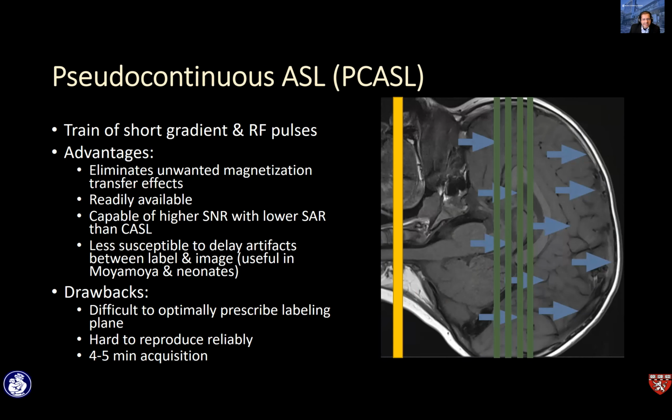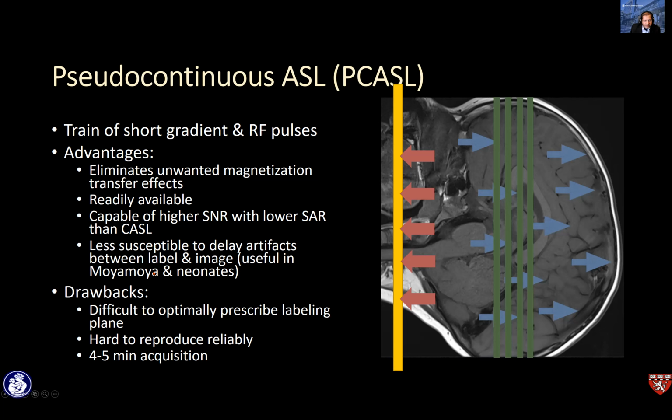Next is pseudocontinuous ASL. This is the most commonly used technique nowadays, in addition to PASL. So you have a train of short gradient pulses. Here's the labeling plane again, and that's the magnetization of the protons. And then after the short gradient, you just switch over, and then you have a readout plane here. It's capable of getting higher SNR with lower SAR than CASL or continuous ASL, and it's susceptible to artifacts between the label and image.